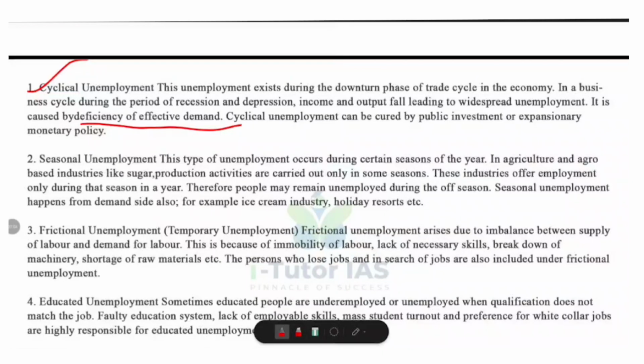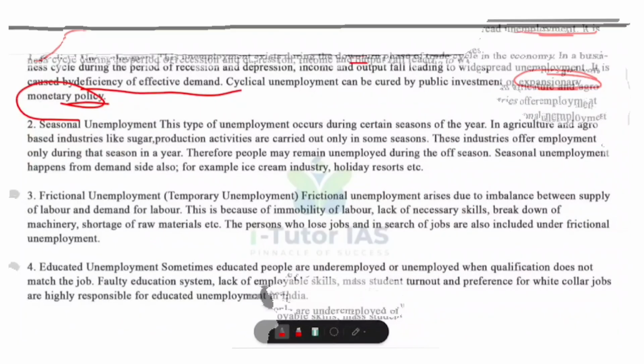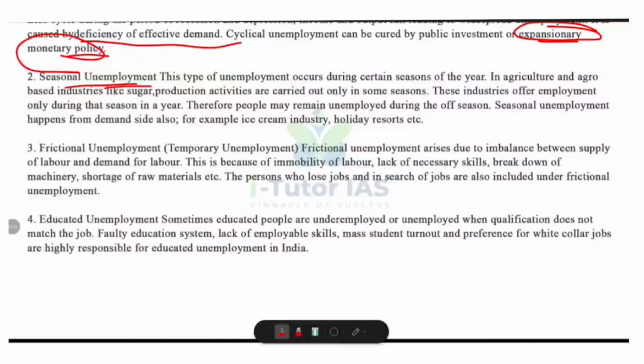And the best solution is when the government spends more on public projects or the RBI uses expansionary monetary policy to boost demand and production. We will study expansionary monetary policy and other RBI's policies in detail in the coming chapters. Okay, so cyclical unemployment exists during the phase of economic slowdown or during recession or depression. Hope you understand.